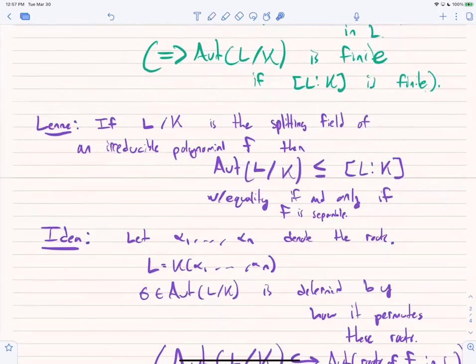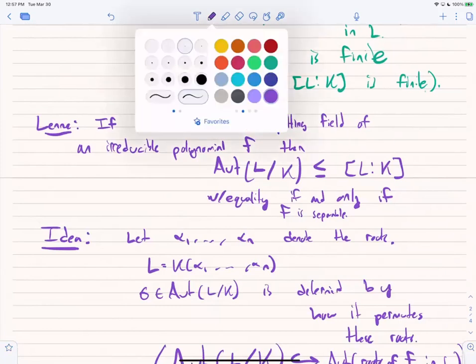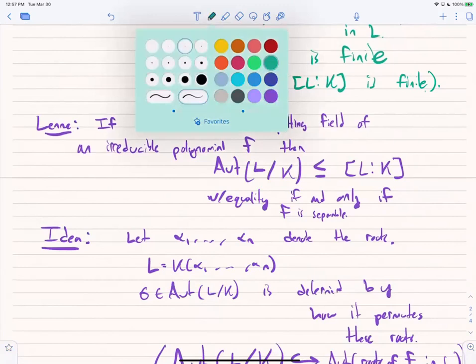And this is a way to see that there's this link between separability and the number of automorphisms, which is fundamental to Galois theory. Okay, so let me make some actual statement of Galois theory. Again, you should probably just look at what's written in this handout, but let me state a definition at the start.